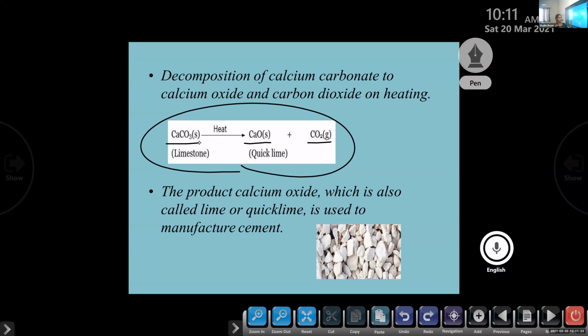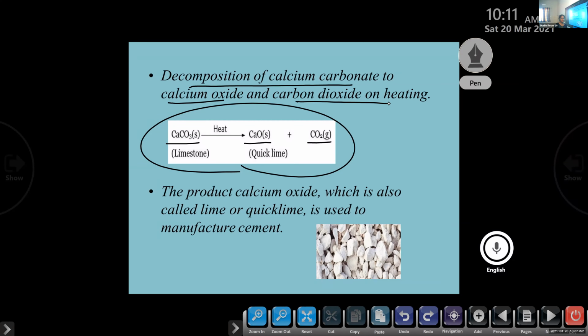Okay, this is an example for combination reaction. Here, it is the reverse of combination reaction. That means decomposition occurs. This calcium carbonate, that is limestone, decomposes to form calcium oxide and carbon dioxide. Decomposition of calcium carbonate to calcium oxide and carbon dioxide on heating. This is also an example for which type of reaction?